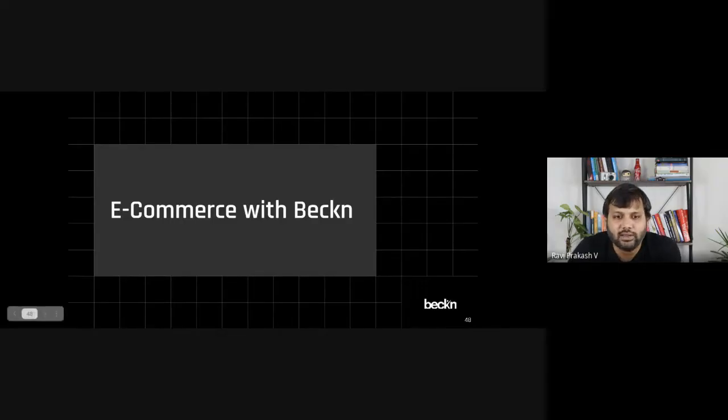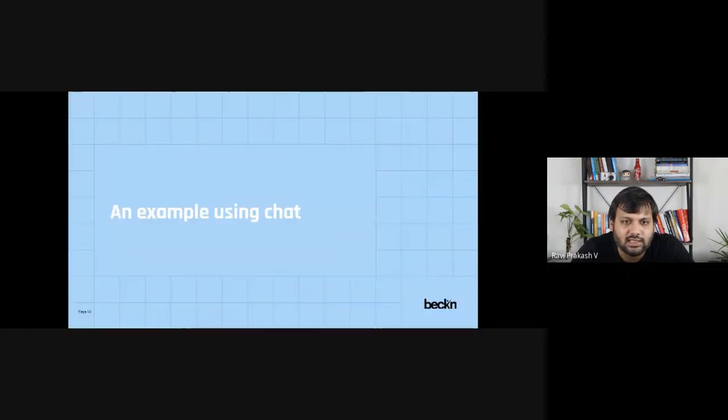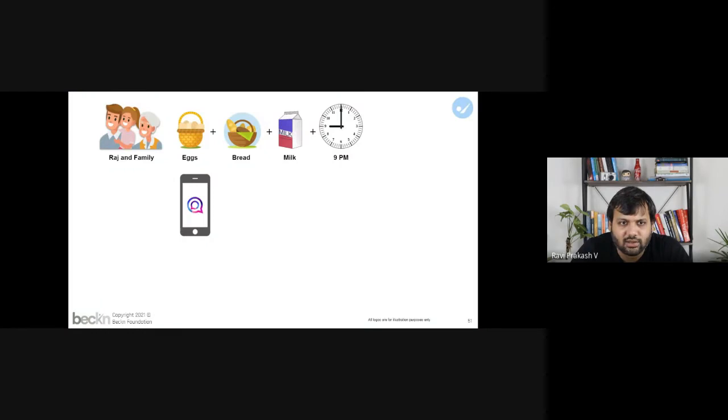Now let's see how e-commerce actually happens on a typical backend network. Let's first see an example which uses chat as an interface. Before we start, let's set an initial condition. Let's say there is somebody called Raj and family, and they are looking for eggs, bread, and milk at a particular point in time during the day.